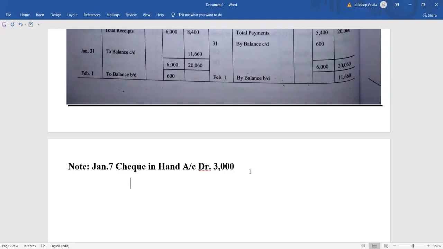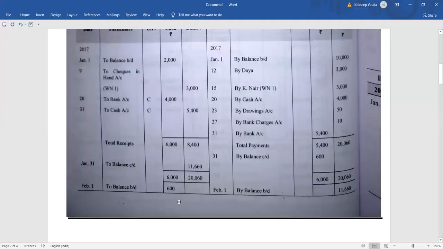Check in hand account debit to K Nair. Okay, K Nair. How much? 3,000. Right? Now, when on the next date, what will, is it clear?